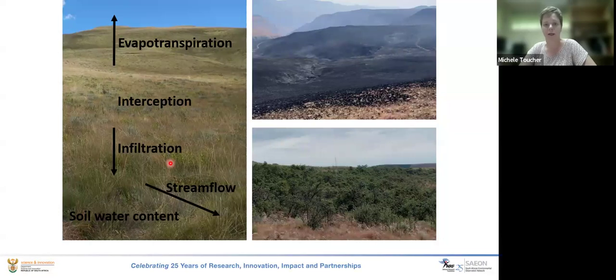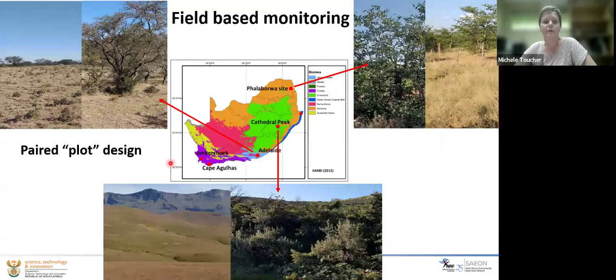Now, how we set the field-based monitoring up. Our work used in-situ observations to look at how woody encroachment is altering the hydrological processes. We used a paired plot design, where we had a baseline site, which was vegetation in an unencroached state. For example, in the Drakensberg, it was the beautiful grasslands that should be there.